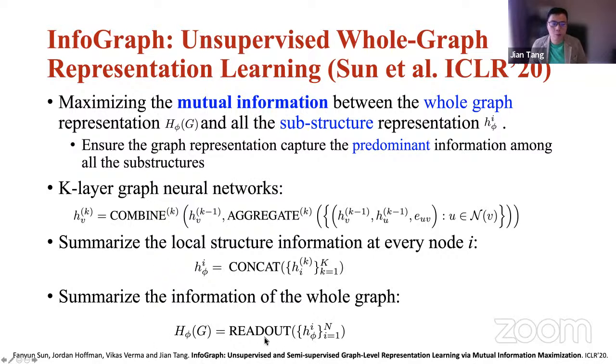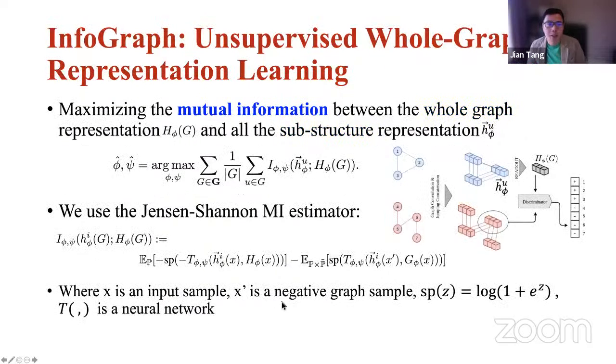Okay, and then once we have this, we want to further get the representation of the whole graph. So we can further have a readout function to get the representation of the whole graph. Okay, so that's the essential idea. And then the next question is, how can we maximize the mutual information between the whole graph representation and the substructure representation? So here we have a mutual information maximization between the two representations. We do this for each node in the graph, of course, and also for each graph in the training data set.